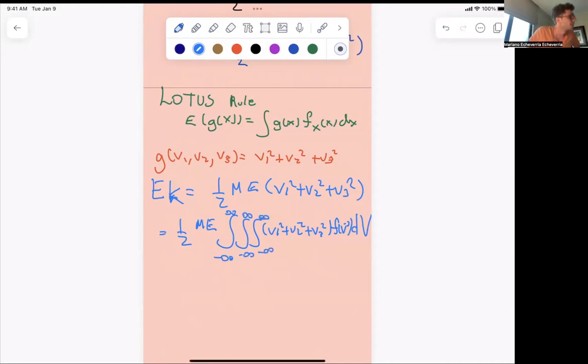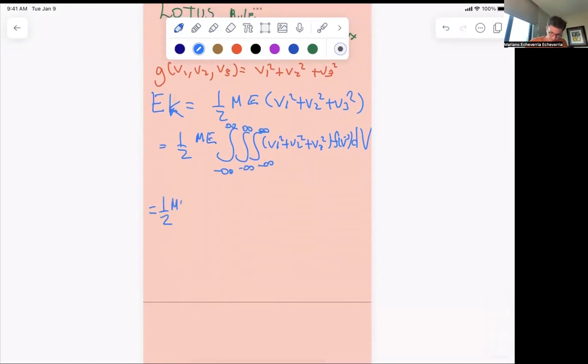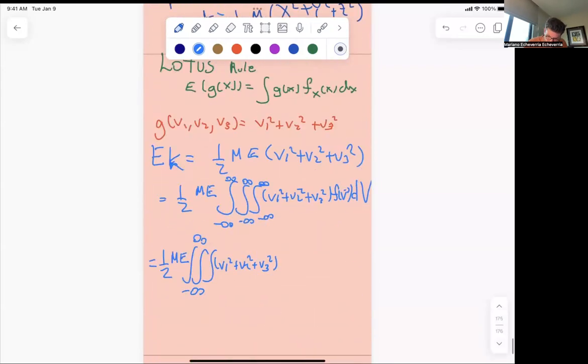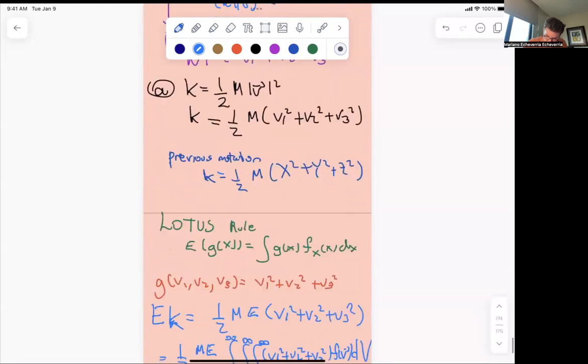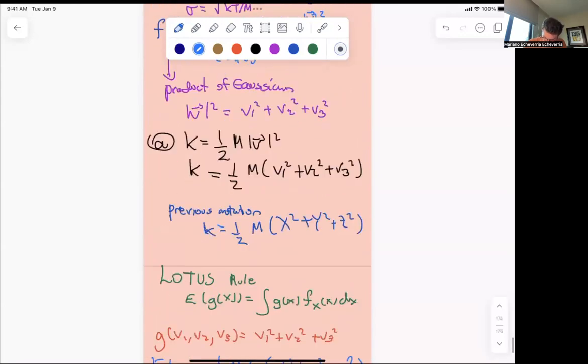So really, you have to compute the integral. What's going to take more time is actually just to write everything. It's going to be v1 squared plus v2 squared plus v3 squared, and 1 over (2 pi sigma squared) to the 3/2, e to the minus (v1 squared plus v2 squared plus v3 squared) over 2 sigma squared.